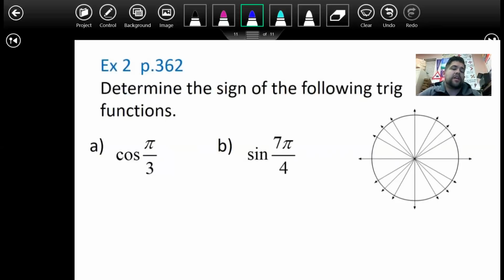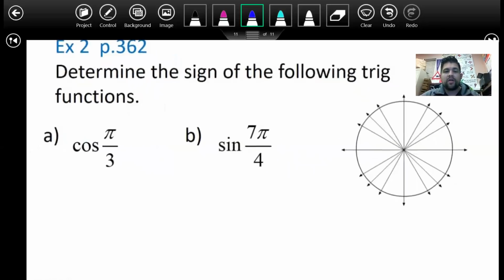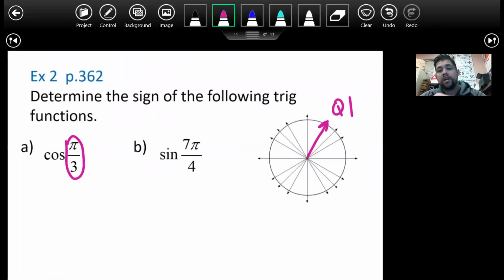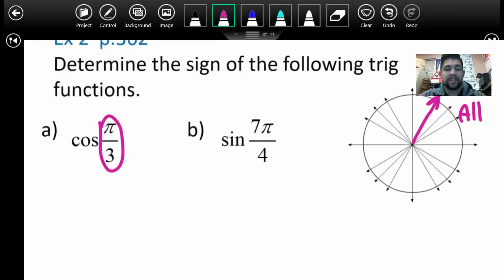So is cosine of pi over 3 positive or negative? It depends on the location of the point. Looking at where pi over 3 is, you have the unit circle in front of you, so you know it to be in quadrant 1. And in quadrant 1, all signs are positive. So in this case, cosine of pi over 3 is simply going to be a positive solution.